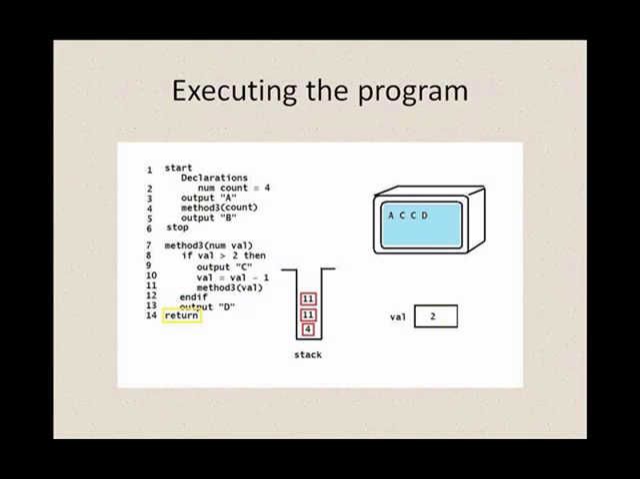And when we reach the return statement, we take the top address out of the stack, and it tells us to return to the instruction that followed number 11. That's the end if, so we output a D, and when we return, we take the next address out of the stack, and it tells us to go to the instruction that followed 11. That's end if, so we output a D, and when we return, we take the next address out of the stack, and that tells us to go to the instruction that followed 4. That's back in the main program, and that outputs a B, and the program ends.